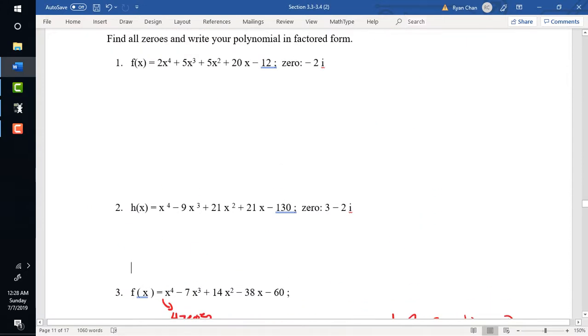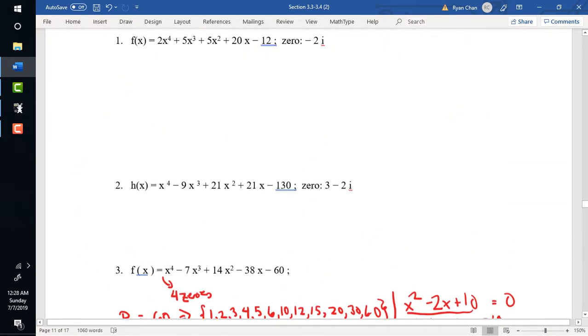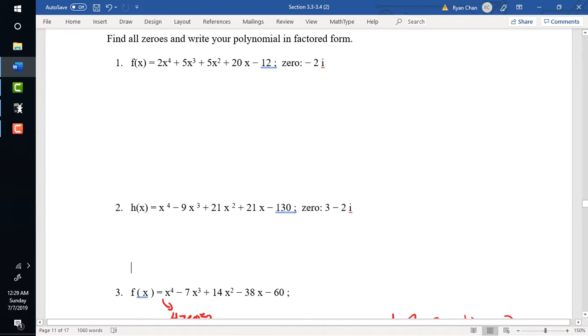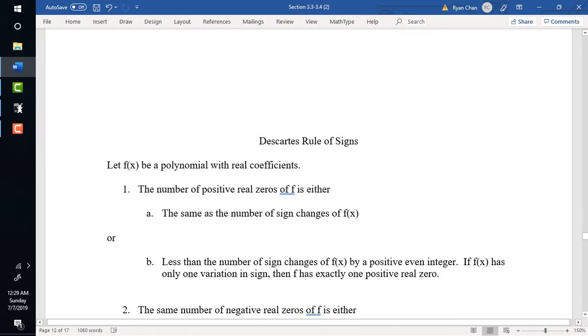And then if you notice too, in some of these other problems, sometimes they give you the zeros. So example number 2, they give you 0, 3 minus 2i. You should immediately realize that you will have a conjugate of 3 plus 2i. So remember, anything with i's, you'll have a conjugate pair. So you should always have 2 of each.